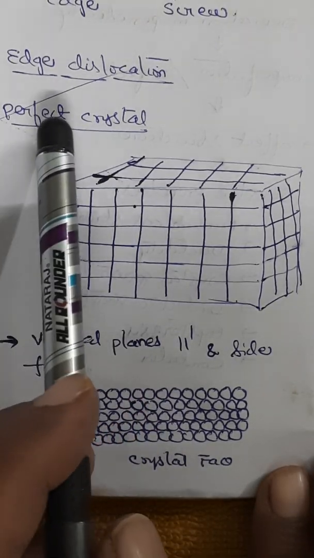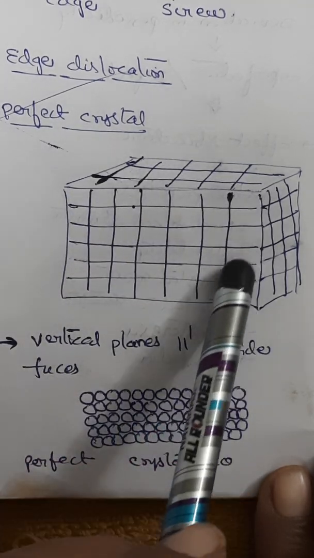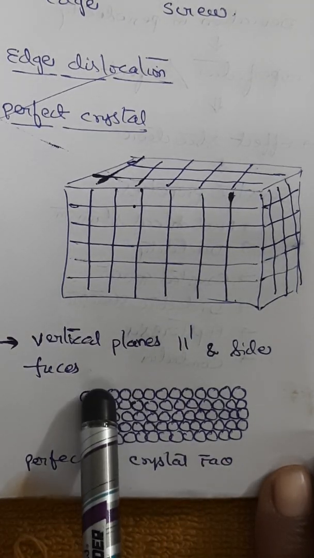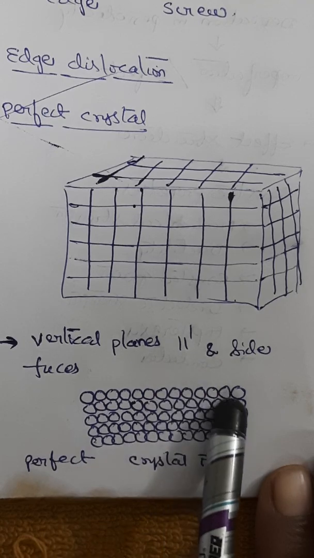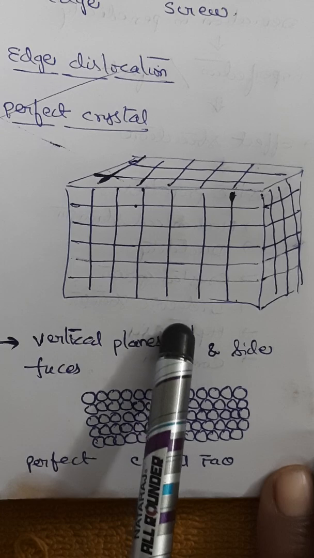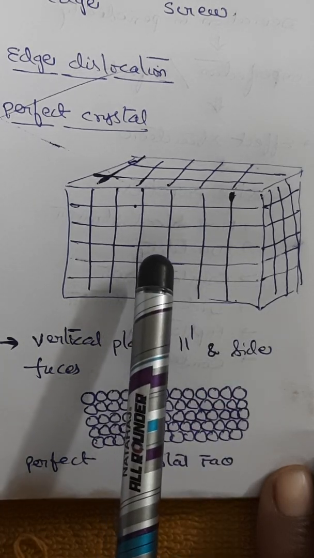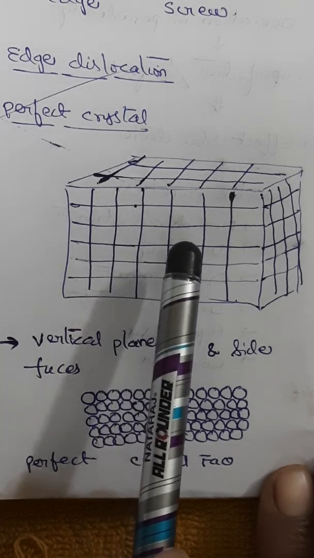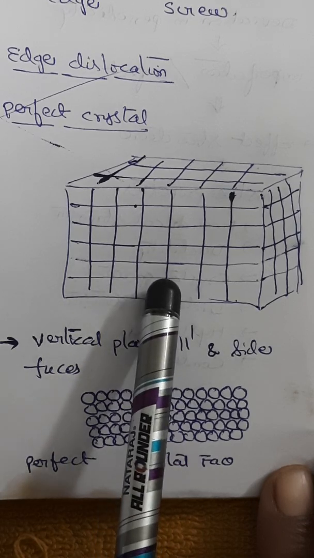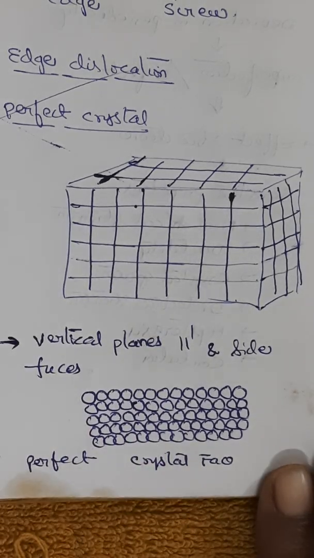When you look at edge dislocation, this figure basically gives a perfect crystal. For this perfect crystal, this figure gives you its face having a regular periodic arrangement of atoms. So the perfect crystal is made up of vertical planes parallel to one another and to the side faces. Suppose one of these vertical planes does not extend from top to the bottom of the crystal but ends part way within the crystal, then dislocation takes place.